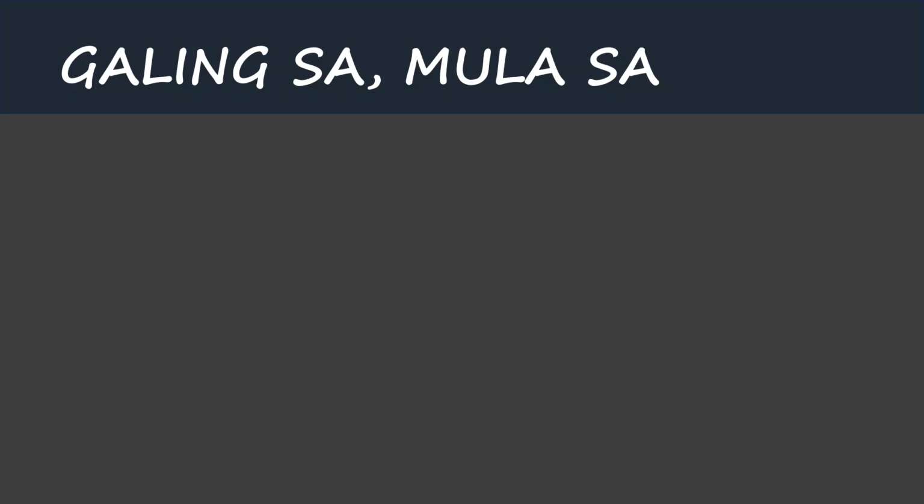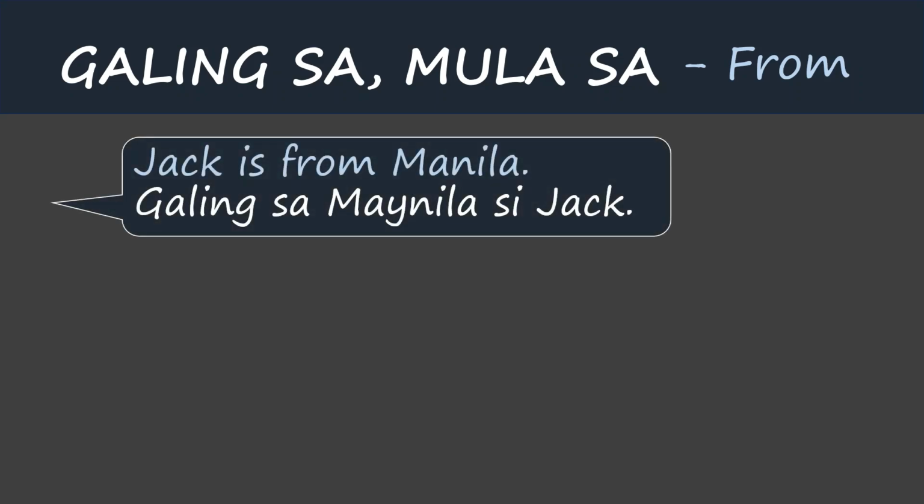Our next prepositions are galing sa or mula sa. They both mean from. And here is how we use them in Filipino. Jack is from Manila. Galing sa Maynila si Jack. From, galing sa. Manila, Maynila. And we say si Jack because whenever we use a proper noun like a person's name, we put si in front of it.